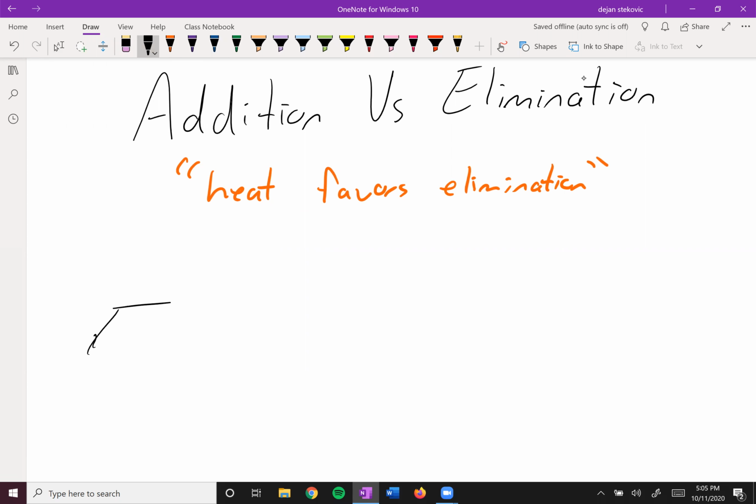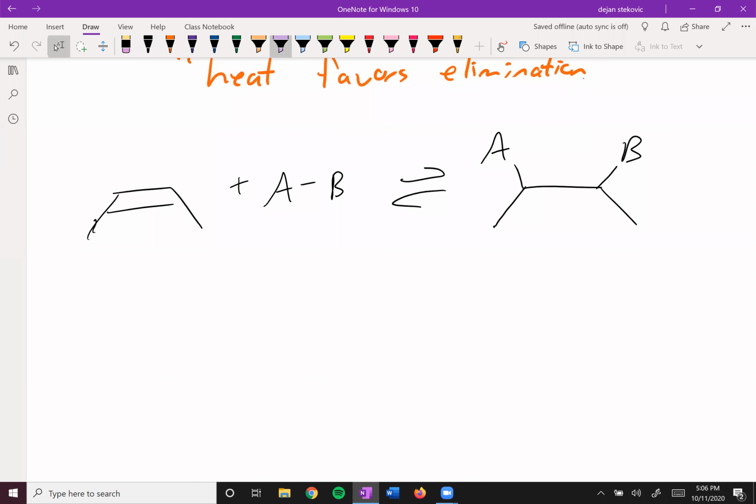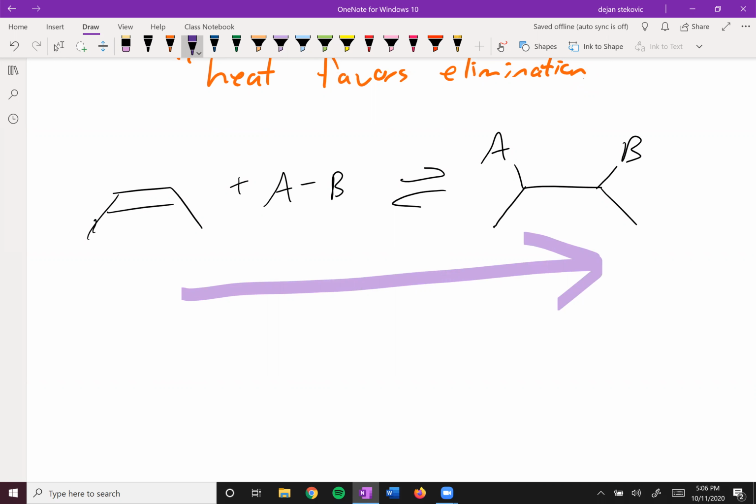So on one side, we've got our alkene. Across this alkene, we're going to add a molecule of AB. We've gone ahead and added AB. So let's go ahead and talk about going from our alkene to our alkane. And let's think about the thermodynamic considerations here.